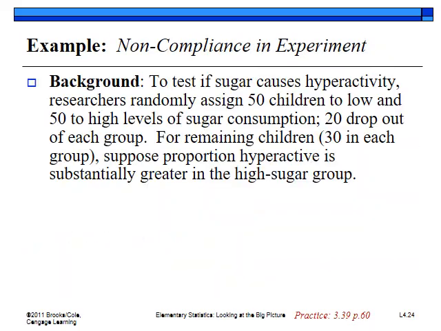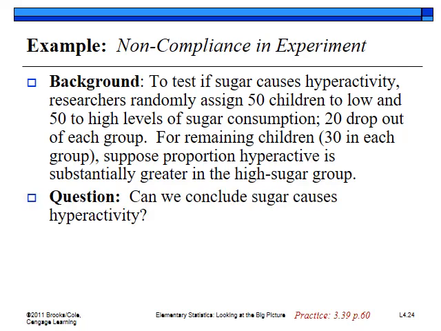Let's look at noncompliance. Let's say we've got a study looking at the relationship between sugar and hyperactivity. The researchers randomly assign 50 children to the low sugar group, 50 to the high sugar group. But over the course of the study, suppose that 20 in each group drop out. Of the 30 that are left in each group, what if we notice that the level of activity is much greater in those in the high sugar intake group? Can we conclude that sugar causes hyperactivity?